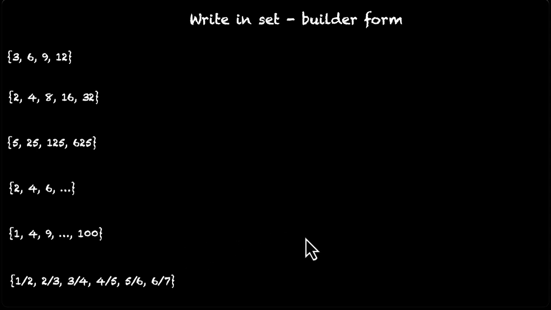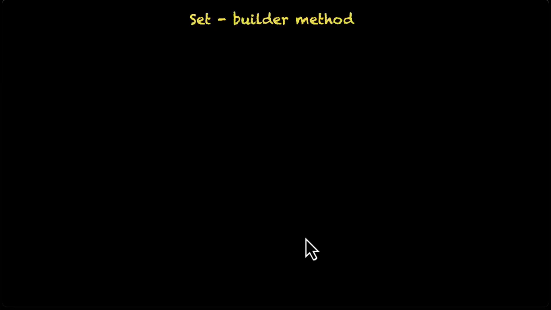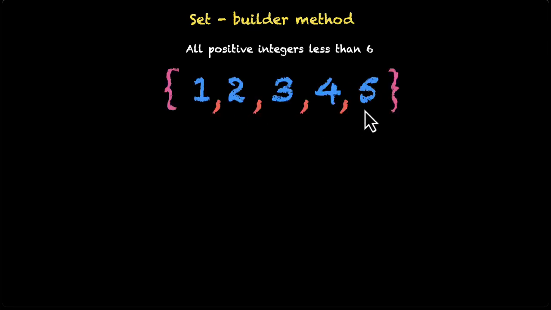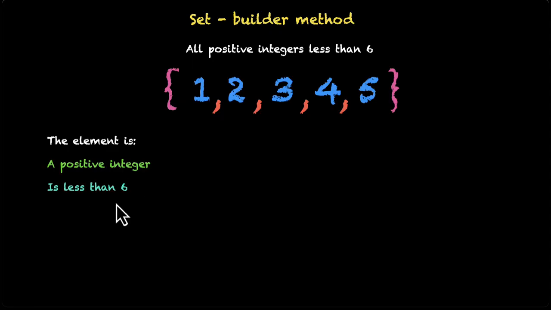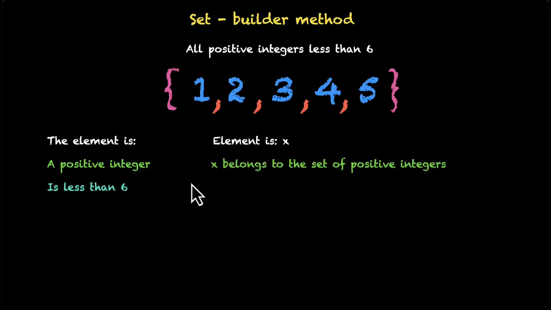Before we do that, a quick recap. What's the set builder method? Well, this is when you write the question. Suppose you want to write all positive integers less than 6. This is how we write it in the roster form: 1, 2, 3, 4 and 5 within brackets and separated by commas. But the way to write this in the set builder method is to figure out what these elements are doing. What are the rules that they're satisfying? So we're looking for the elements that are positive integers and that are less than 6. So if we assume that the element is x, x belongs to the set of positive integers and x is less than 6.